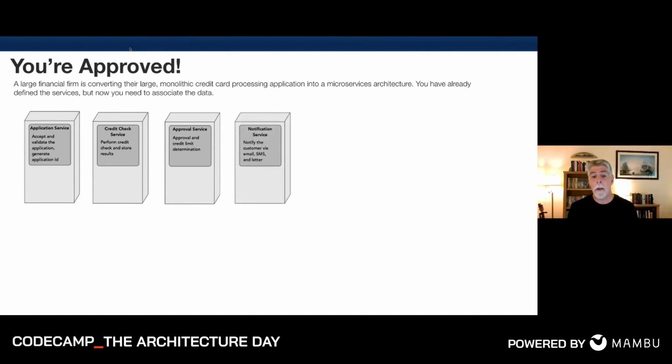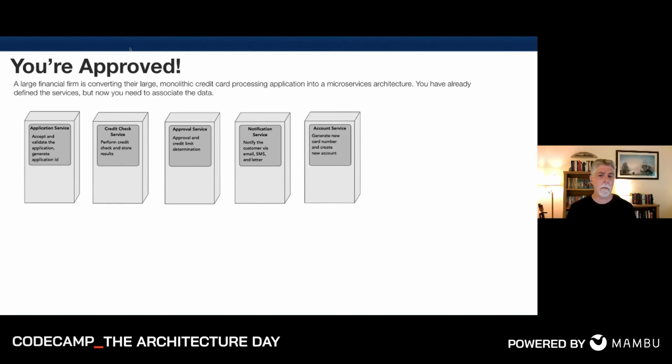Then I've got a notification service, because all through this whole process I am notifying the customer to say, congratulations, your credit check was approved. Congratulations, you're approved. Your credit card is on its way, and stuff like that. So we notify the customer through email, SMS, texting, or even letters.